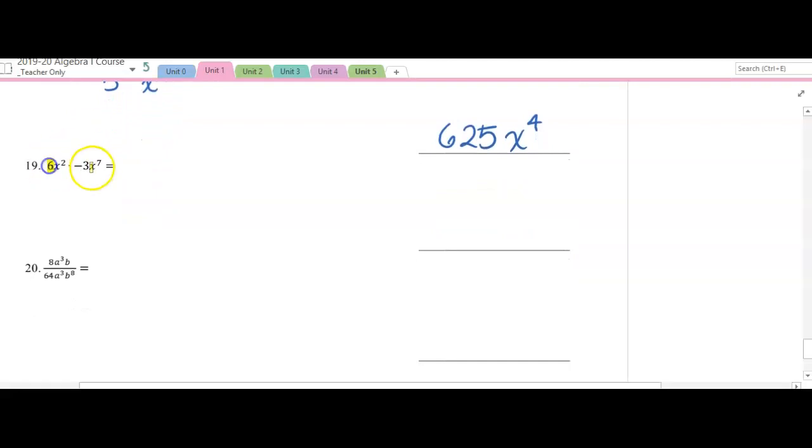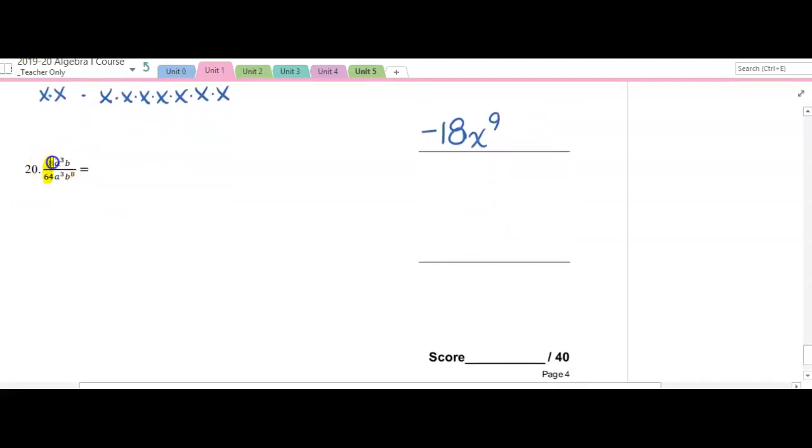Okay, for the next part, we have a monomial times a monomial. We're going to multiply the numbers, the coefficients, and get negative 18. Then we're going to multiply the x's. X squared is x times x. X to the 7th just means 7 x's all multiplied together. And when I multiply them with one another, I get x to the 9th.